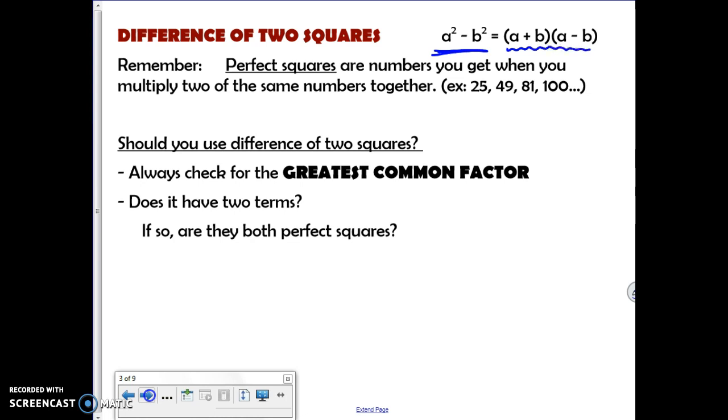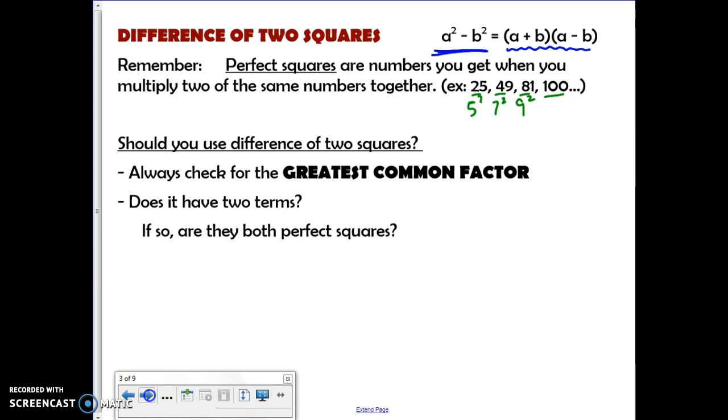Before we actually get into this, we have to talk about what perfect squares are. What are these squares that we're talking about? Perfect squares are numbers that you get when you multiply two of the same numbers together. So for example, if I ask you to list some perfect squares, that would be 25, 49, 81, 100, 121, 144, 169. Those are all perfect squares because this is 5 squared, this is 7 squared, this is 9 squared.